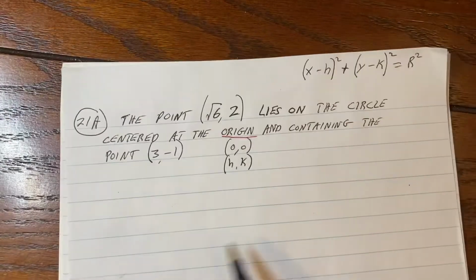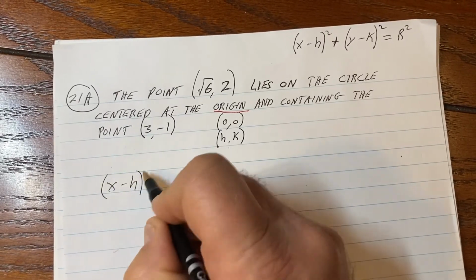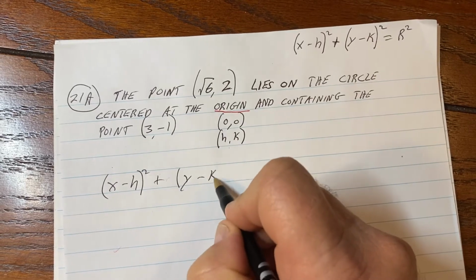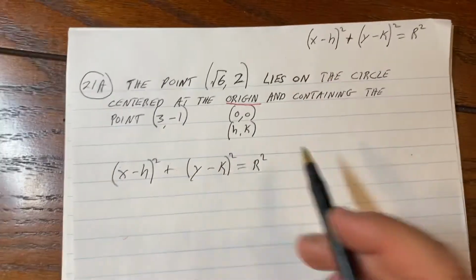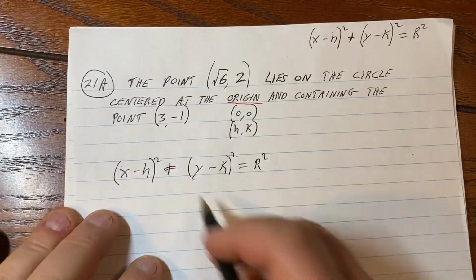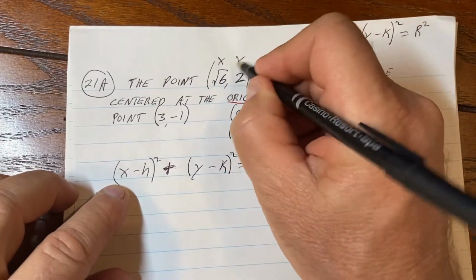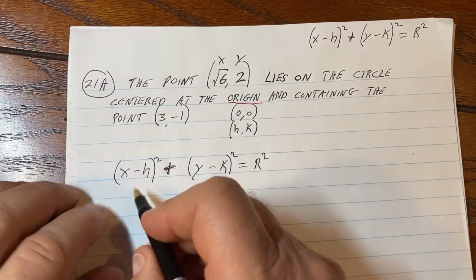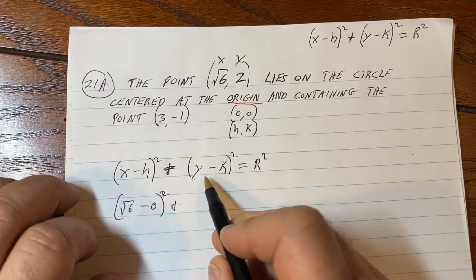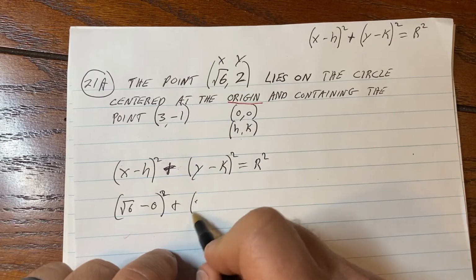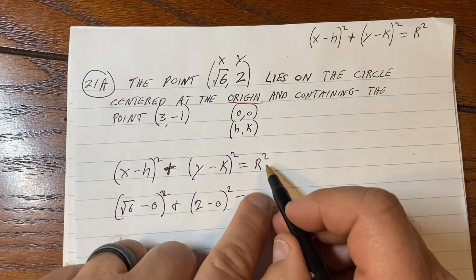So we're going to use the formula. What was that formula? It's in your notes somewhere. So x minus h quantity squared plus y minus k quantity squared equals r squared. It's right there. Sorry, it's my own notes. All right, here we go. X is square root of 6. Square root of 6 minus h plus y, 2 minus k, k is 0, equals r squared. Do we know what r is?